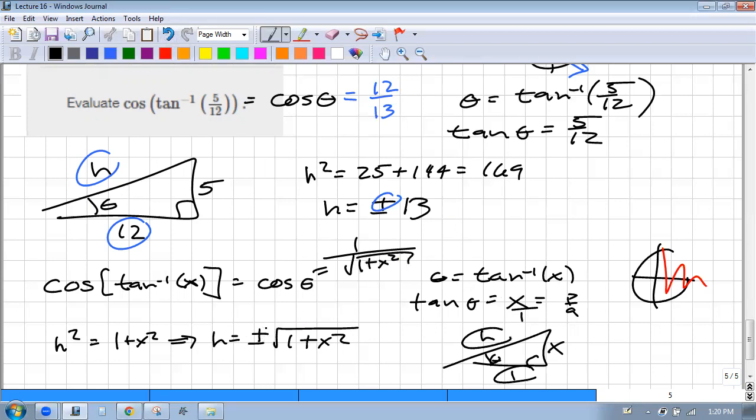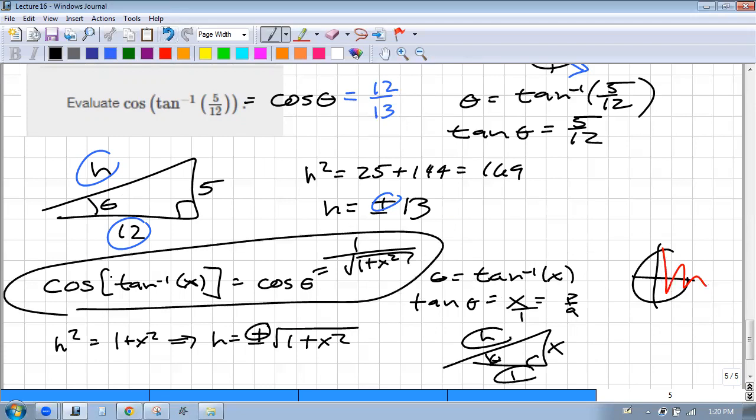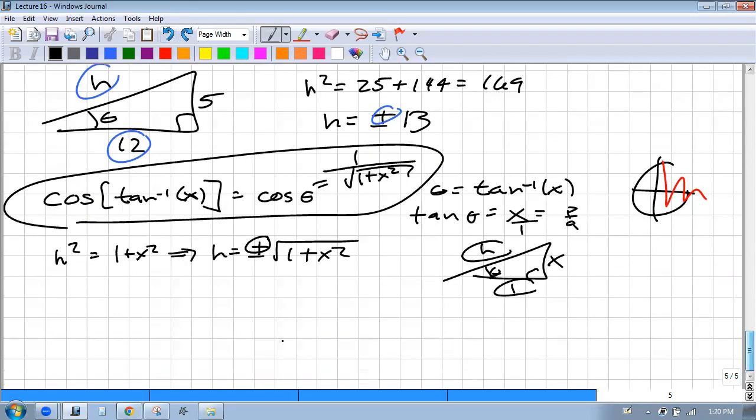But we know we need the positive one because cosine is always positive over there. So there's your formula for every single problem they give you where they stuck a number there. This is always the answer, right? So I'll write that out. Cosine of tangent inverse of any number is always 1 over the square root of 1 plus that number squared.